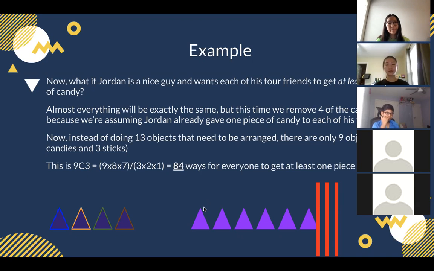So when they say you're giving at least one piece to everyone, or at least however many pieces to everyone, you just remove that part of your objects and account for them as being gone already. Does everybody understand how sticks and stones work? Okay, yeah. So the sticks become objects themselves, so they actually take up a position, basically.